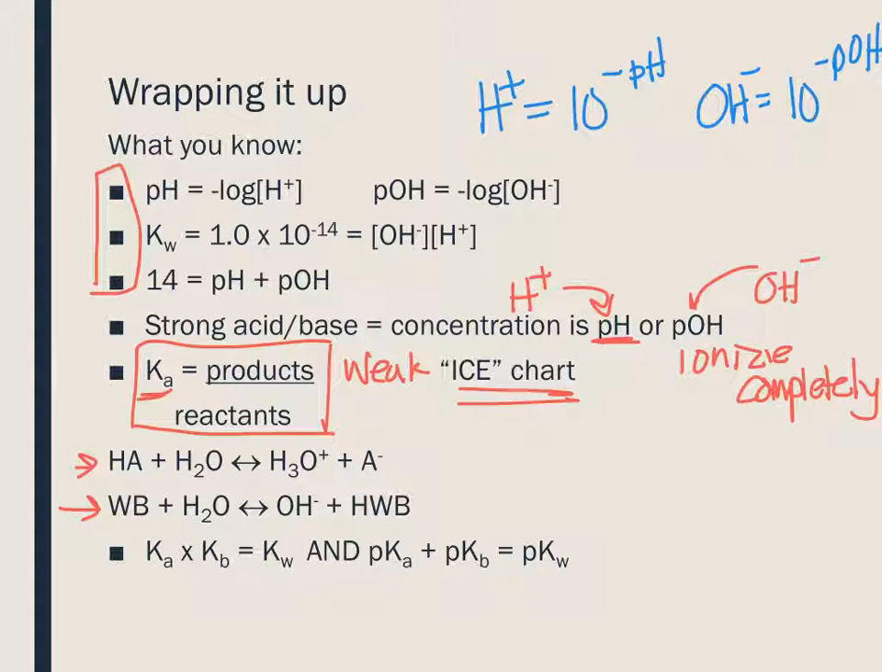We know that Ka times Kb is Kw, and also you can do pKa, and how you would find pKa is the negative log of Ka, so that's the pKa, and that relates to pKb and pKw. So those are all the facts, all the equations that we have been using, in one complete screen.